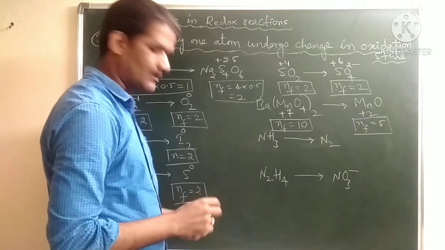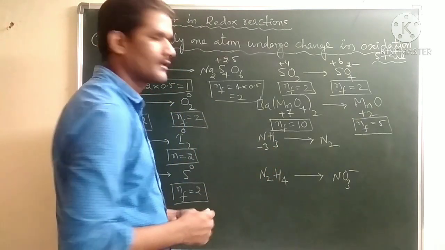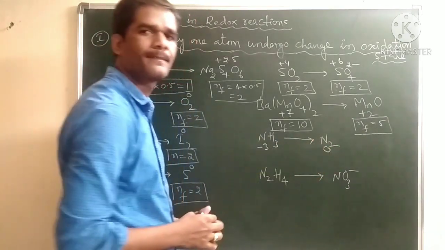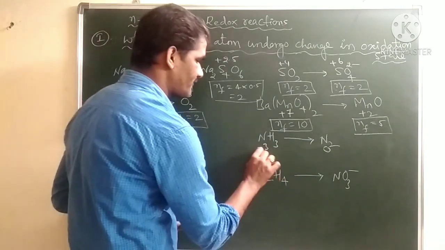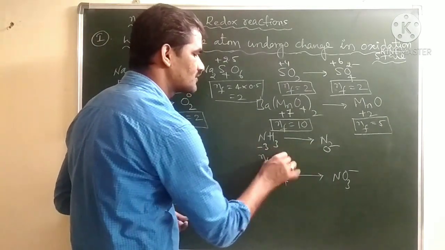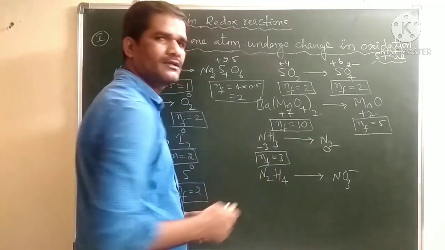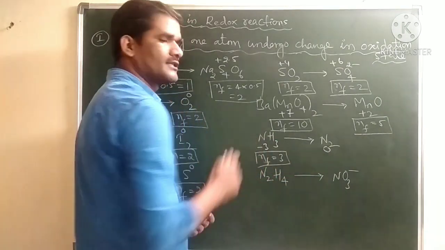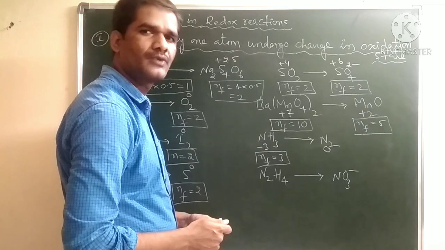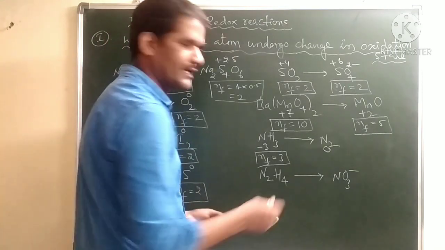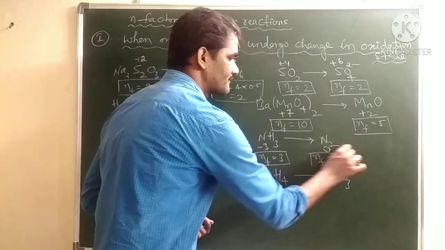And in the ammonia case, ammonia, we know that the oxidation state of nitrogen is -3, changing to 0. -3 to 0, change is 3. n factor is equal to 3. For nitrogen, 0 to -3, 3. But in diatomic nitrogen, 2 nitrogens are there. So the resultant n factor is 2 into 3, 6.